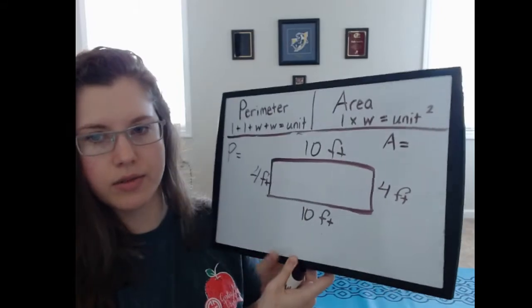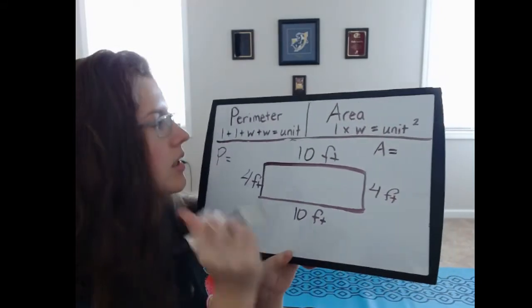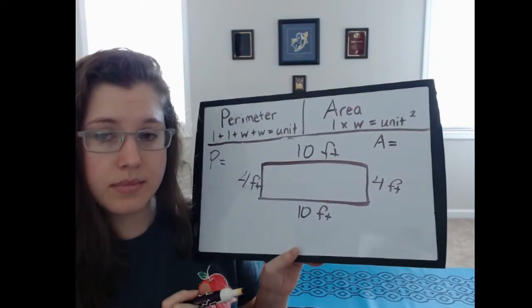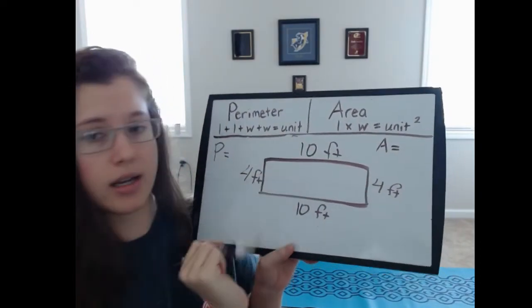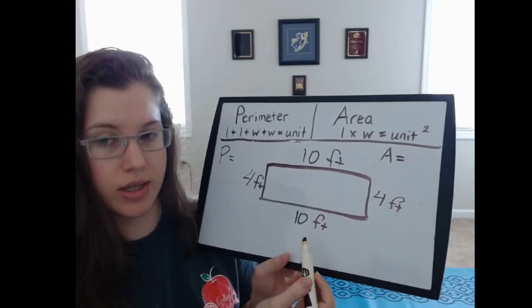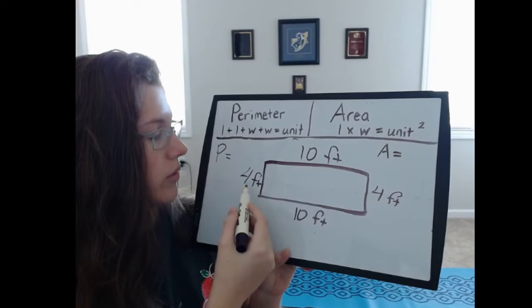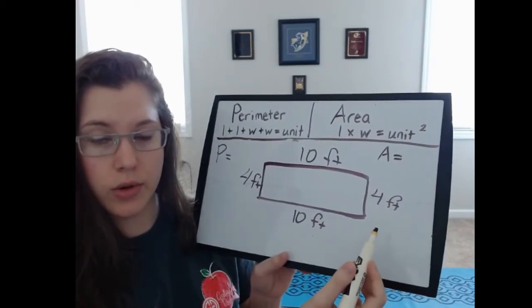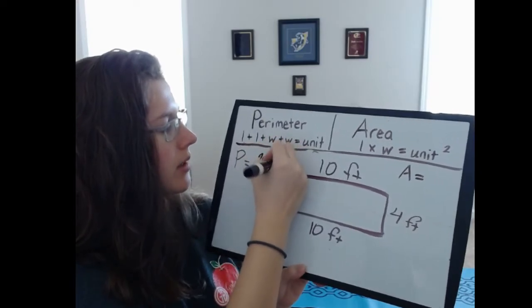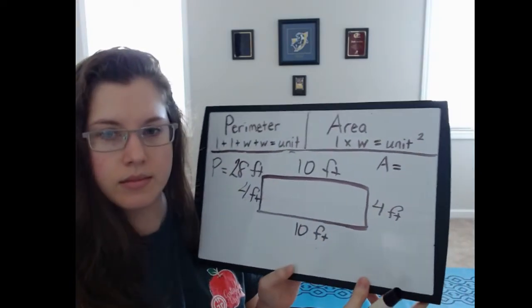All right, so to find the perimeter, all you gotta do is add up length plus length plus width plus width. I'm going to add up my 10s first because that's just easier for me to see. 10 plus 10 is 20. 20 plus 4 is 24. 24 plus another 4 is 28. So my perimeter is 28 feet.